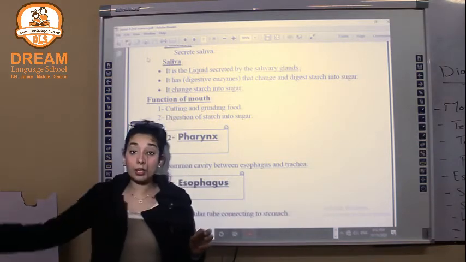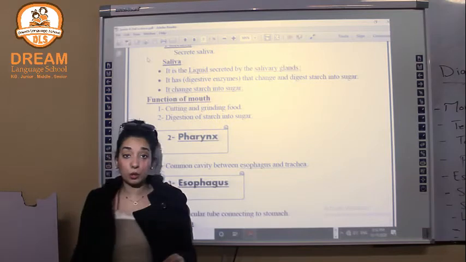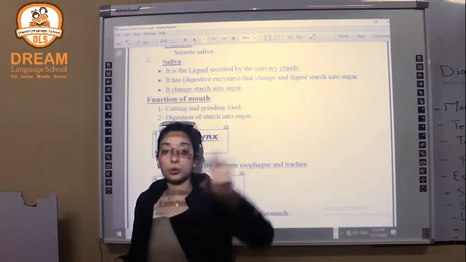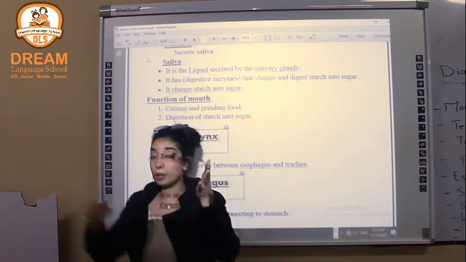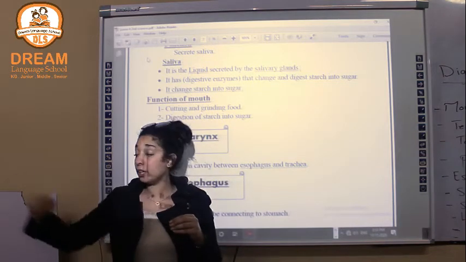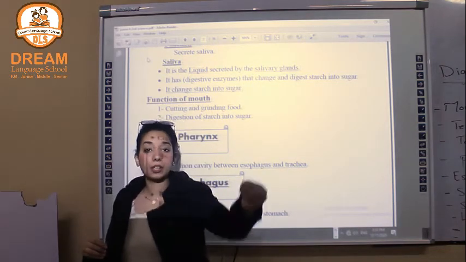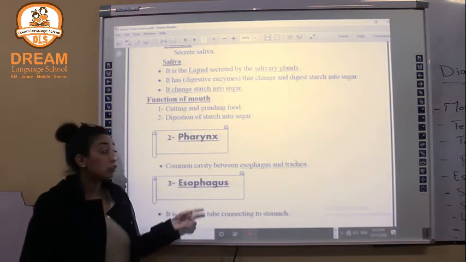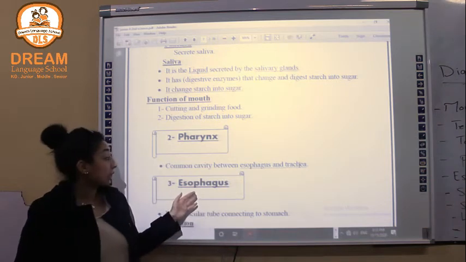So the right one is the esophagus. If you have food, it will go to the esophagus, and the left one is that if you have oxygen, it will go to the trachea. So the pharynx will make me go in two ways, which are the esophagus or the trachea. The esophagus is from the digestive system, and the trachea is from the respiratory system.